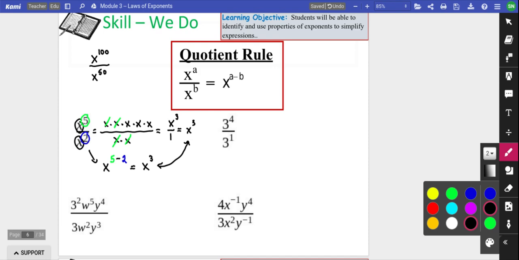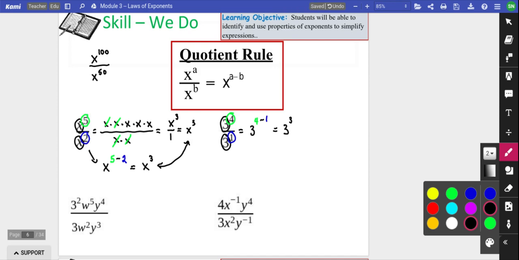The rule applies whenever we have numbers as well. I will skip writing out all the numbers and I will just use the rule. Notice both bases are 3. If the bases are different, we are unable to do this. They have to be the same. So now I will take the exponents. The top exponent is a 4. That means I will be doing 4 minus the bottom exponent, which is a 1. The base is still 3. The exponents are 4 minus 1. That is 3 to the third power.